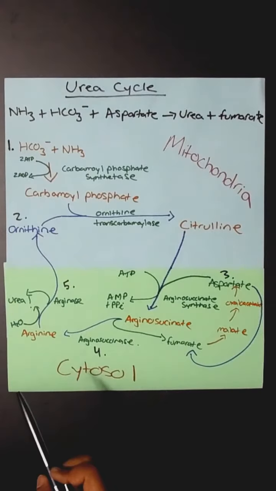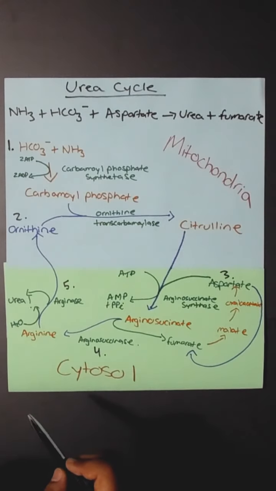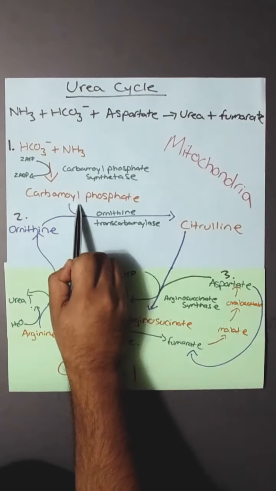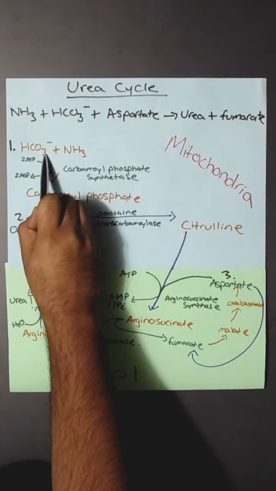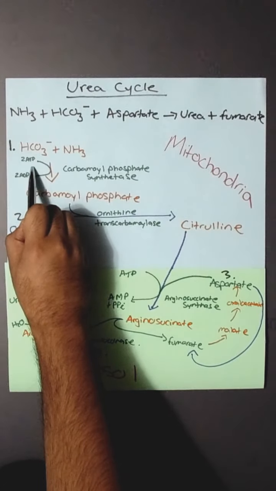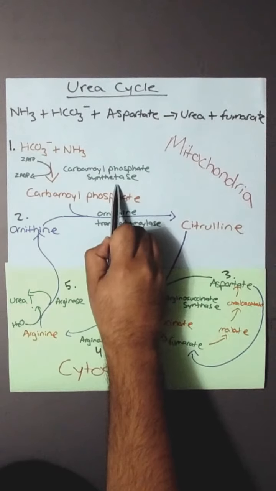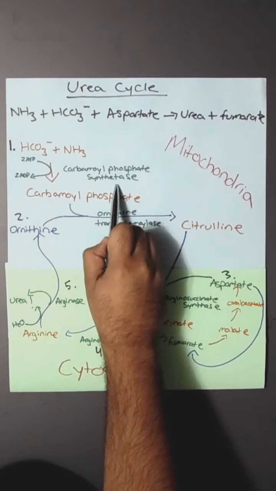So now let's get into the steps of the urea cycle. The first step is to fix ammonia to carbamyl phosphate using bicarbonate and 2 moles of ATP. This is done by the enzyme carbamyl phosphate synthetase.